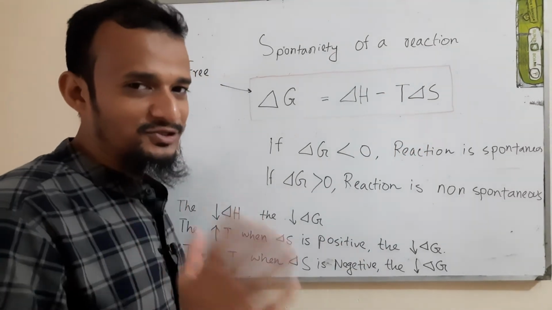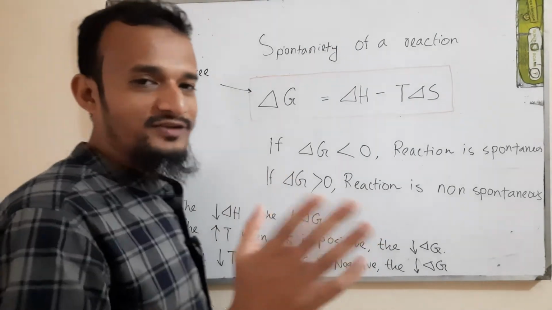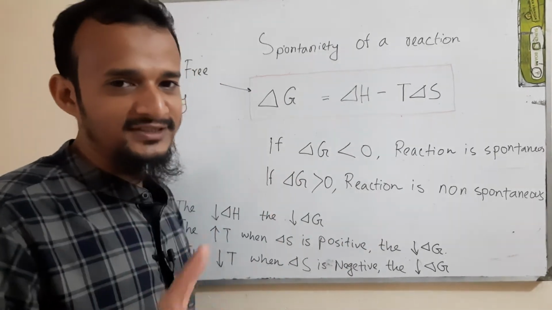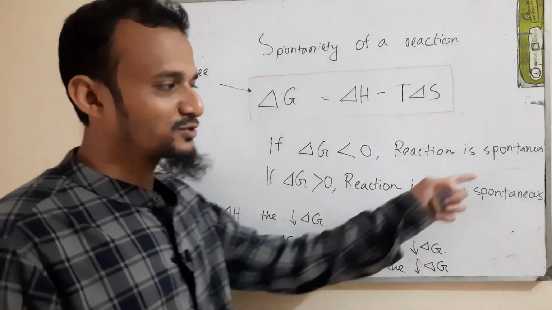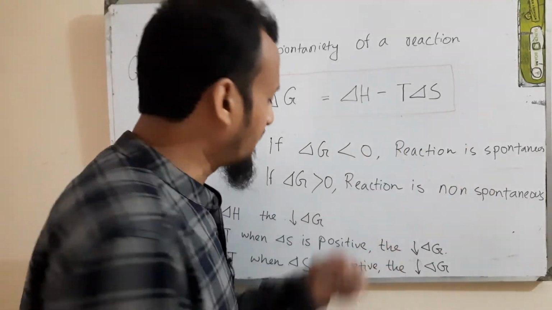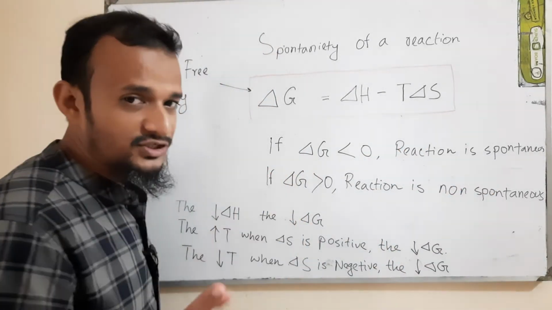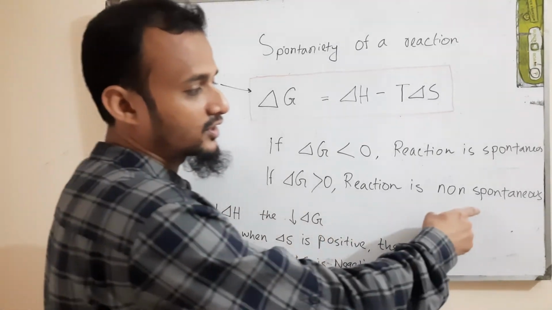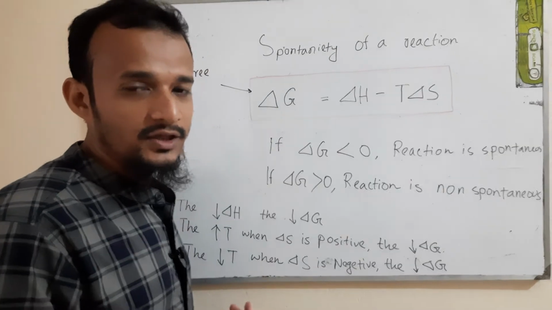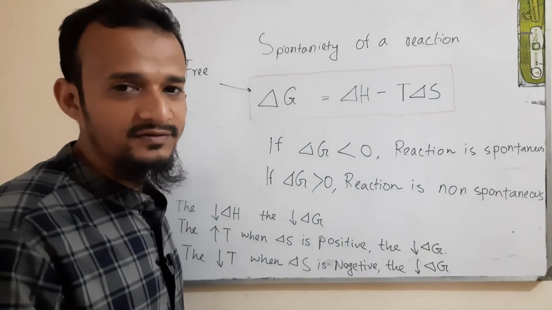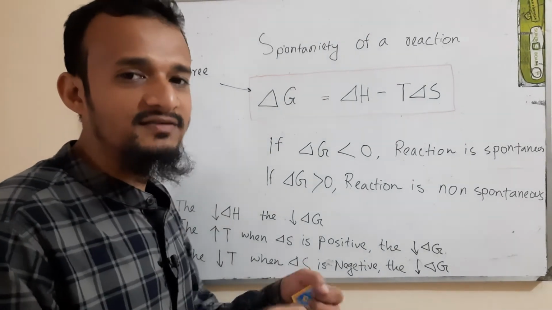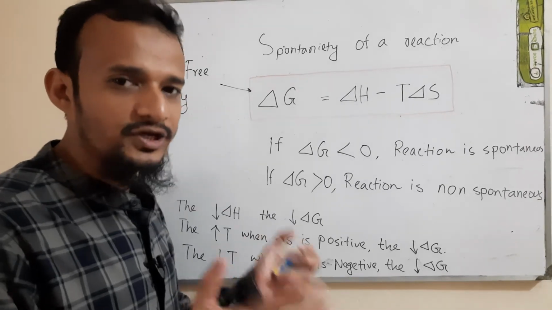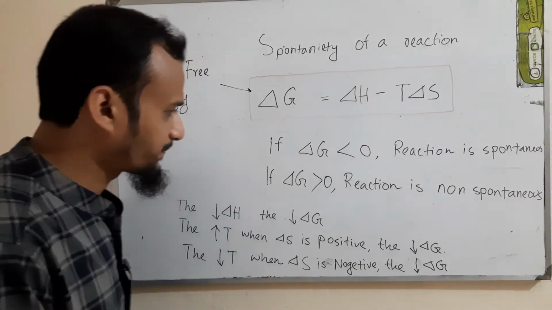Now this is the interesting thing. If the value of ΔG is less than 0, that means it's negative, then the reaction would be spontaneous. And if ΔG is more than 0, that means positive, the reaction is non-spontaneous. The reaction will not happen by itself. You need to add something, give some heat to it, then the reaction would be spontaneous.